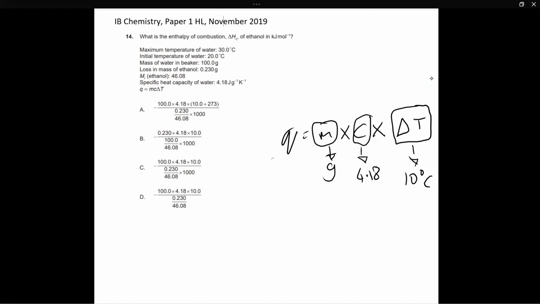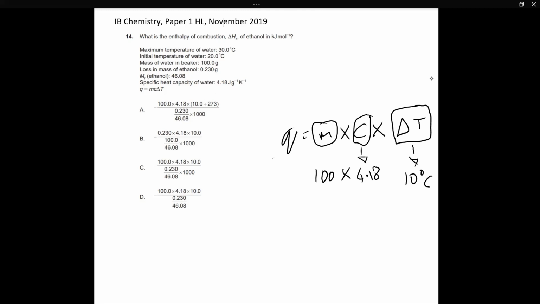If they had measured the temperature in Kelvin, then I would have to convert this to Kelvin, but they have not done that. They've left it in degrees, so we are also going to leave it in degrees. And for the mass in grams, they've already told us the mass of water. They've told us that it is 100 grams. So we are going to write this as 100.